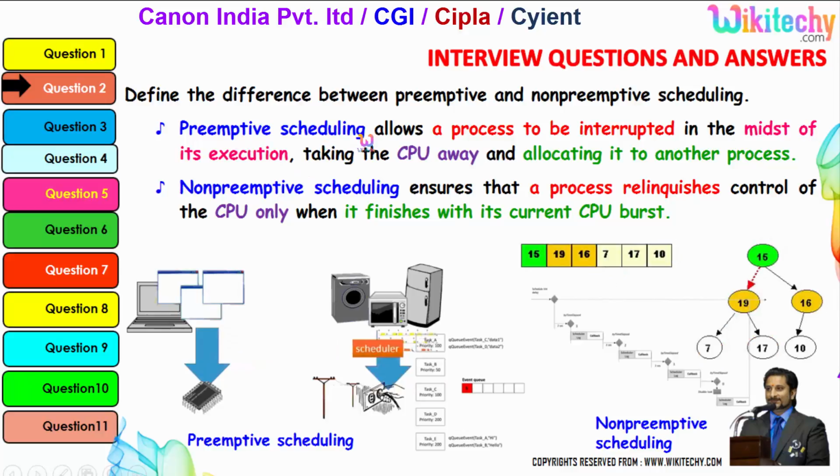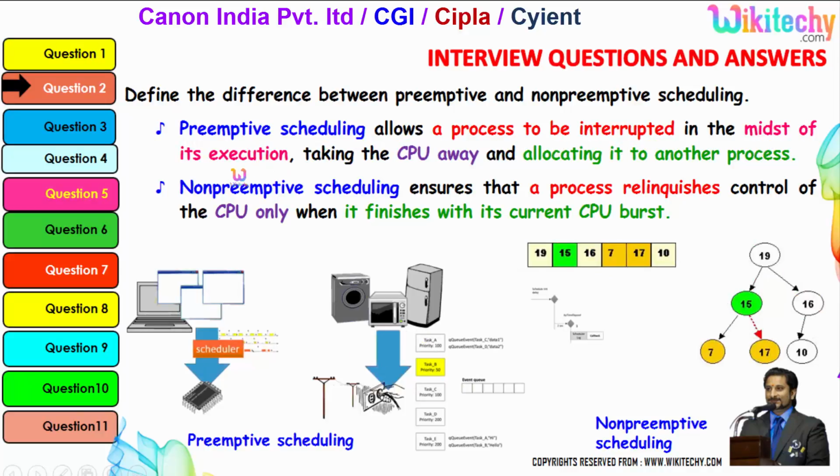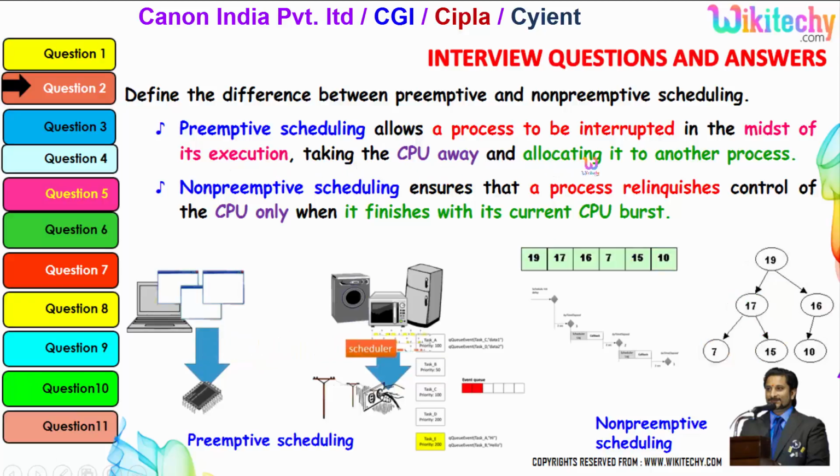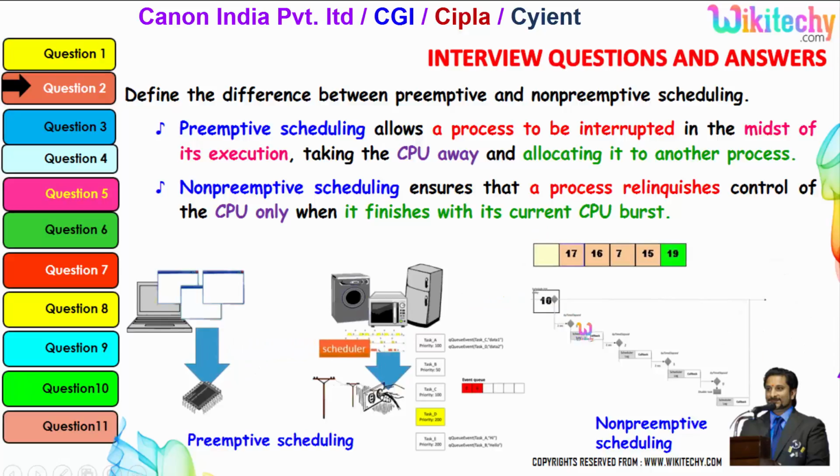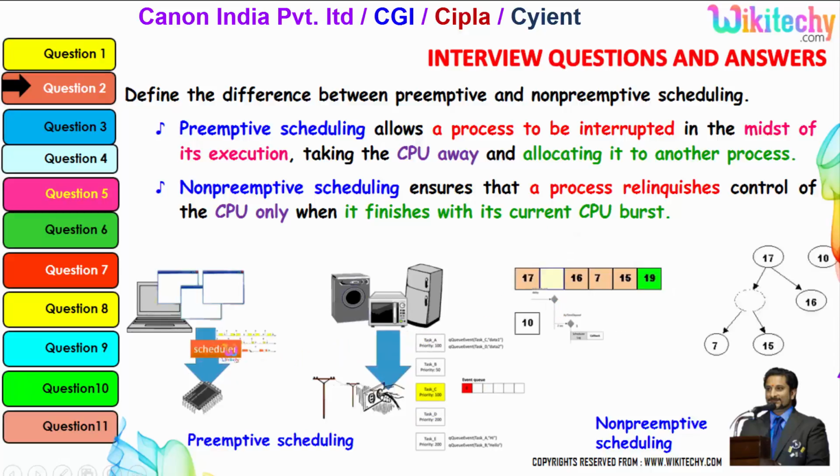Preemptive scheduling by definition allows a process to be interrupted in the midst of its execution, taking the CPU away and allocating it to another process. Non-preemptive scheduling ensures that a process relinquishes control of the CPU only when it finishes its current CPU burst. You are able to see, this is your preemptive scheduling.